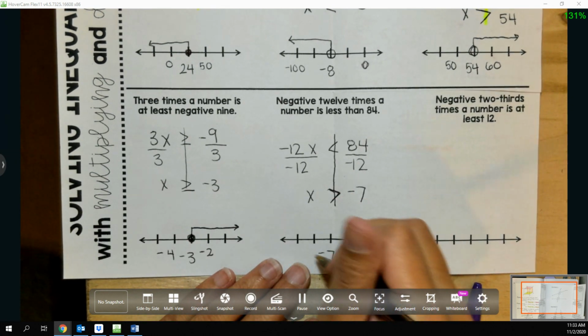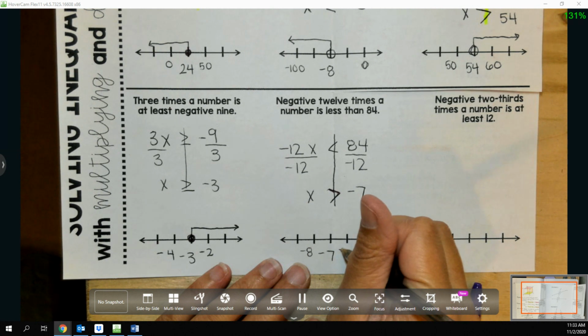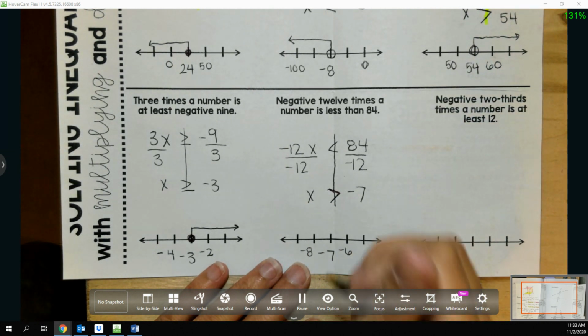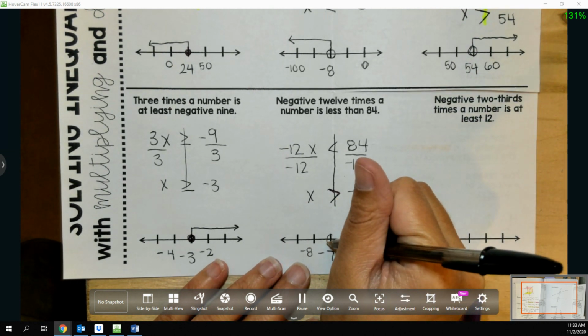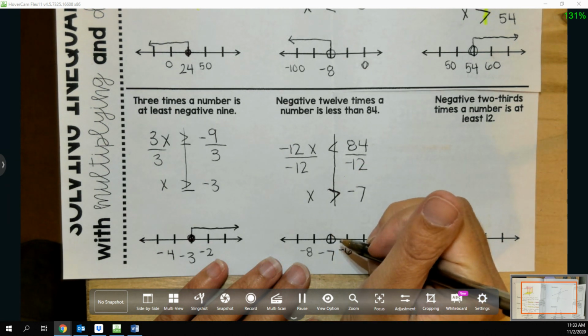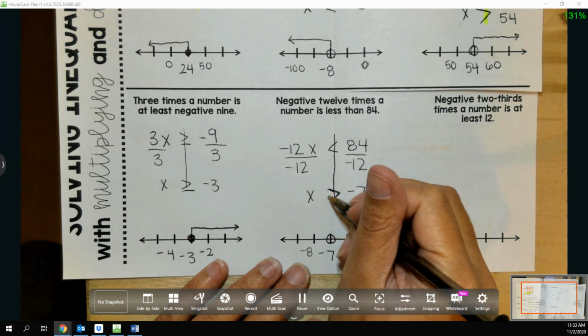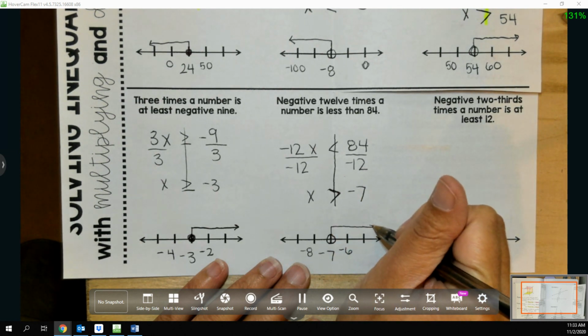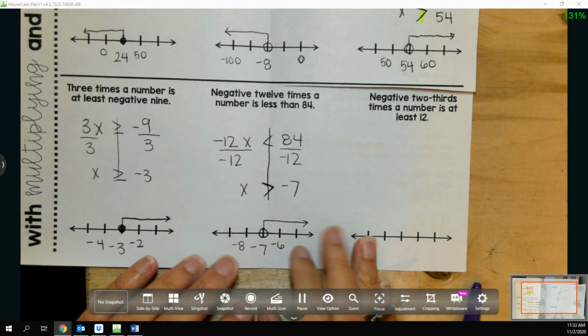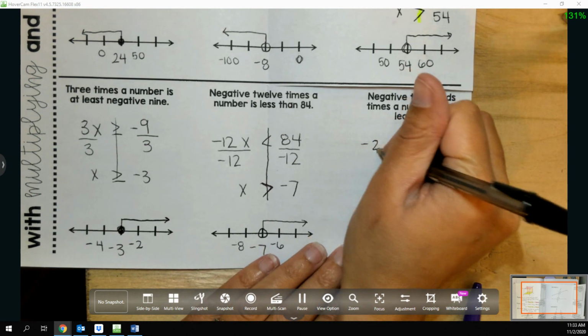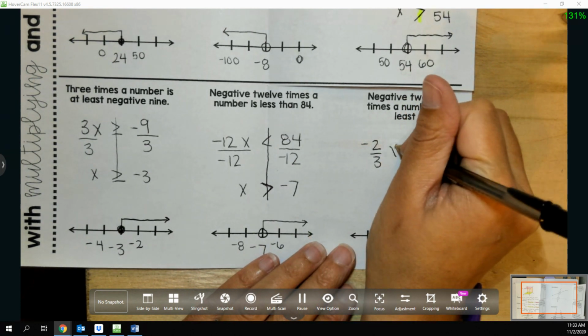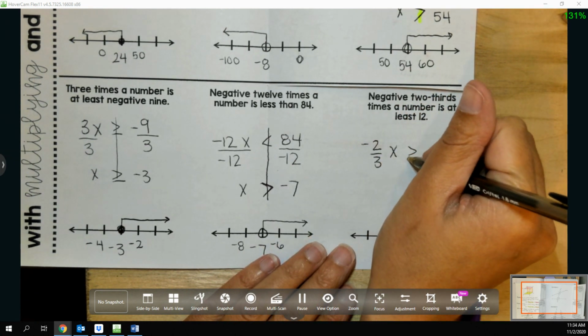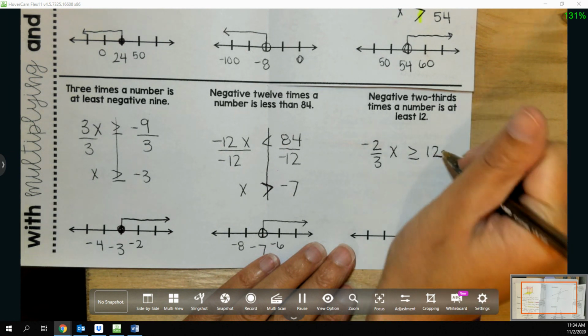So negative 7 on my number line, negative 8 is smaller, negative 6 is bigger. We're not equal to, so not a filled in circle. And then x is trying to be bigger, it's trying to be the alligator number, and bigger numbers are to the right. And then last but not least, negative 2/3 times a number is at least 12.